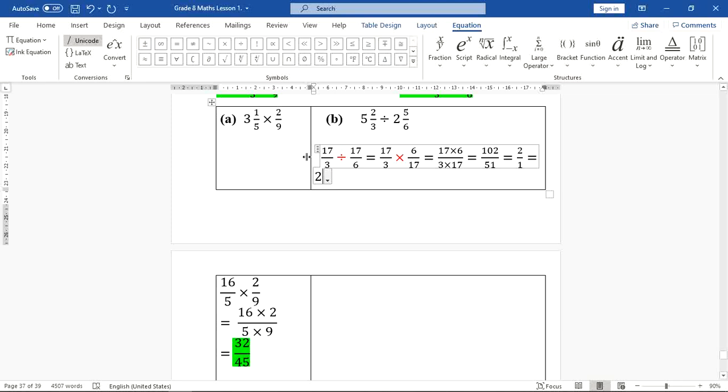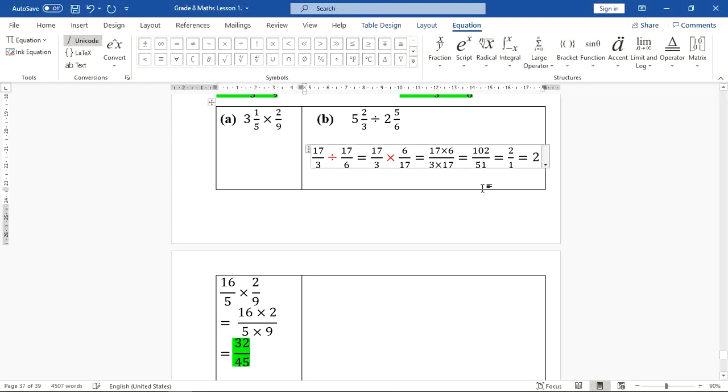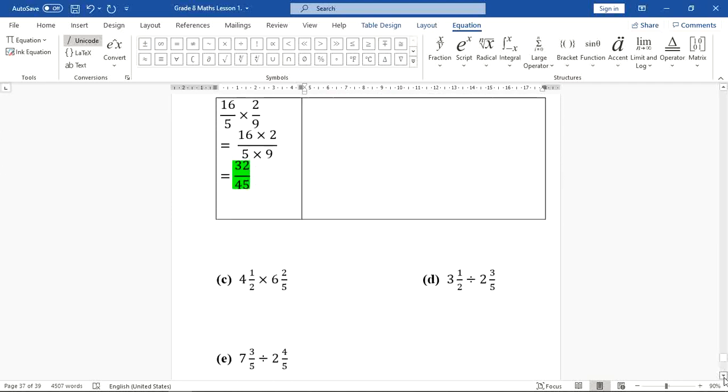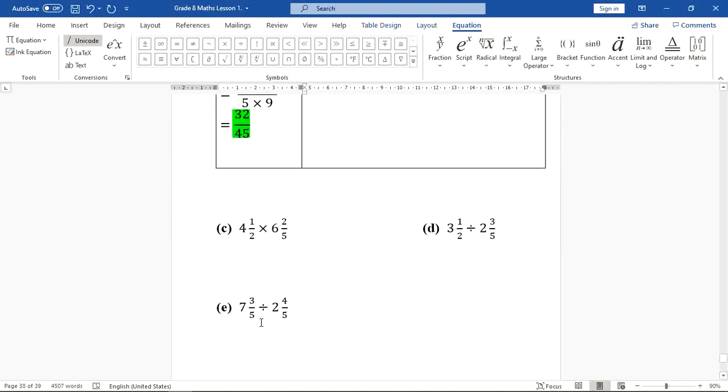Okay, so my friends, you have to be very careful. That's why I say division has this extra step of finding the reciprocal, and please do not forget that. What you need to do now is practice C, D, and E.